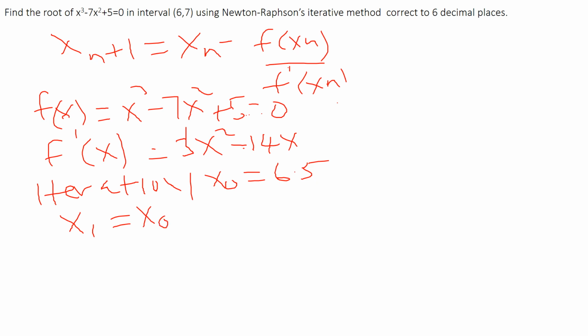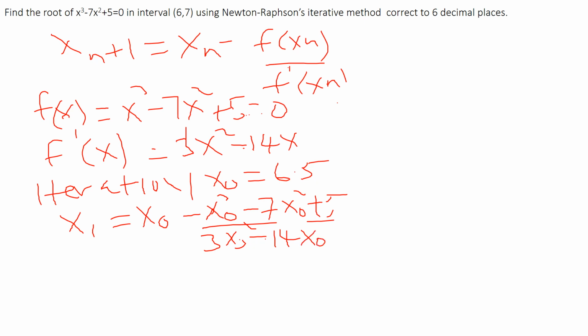Then from here we subtract the initial value cubed, then minus 7 multiplied by the initial value squared, then plus 5, and then this we divide by 3. Remember, this was our first derivative equation, which is 3 multiplied by x initial squared, then minus 14 multiplied by x initial.